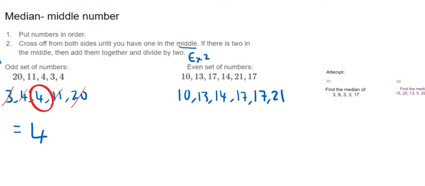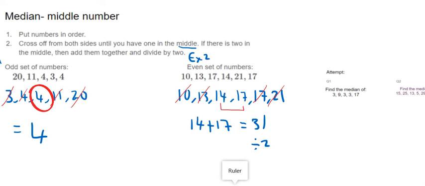If I start crossing them off as I did in example 1, 10 and then 21, and then 13 and 17, I've crossed 2 off from both sides, but you'll see that I've got two numbers in the middle. If I look back up at step 2, it says that if there are two in the middle, then you add them together and divide by 2. So that's what I'm going to do. I'm going to do 14 plus 17, and then divide whatever it is by 2. 14 plus 17 is 31, and 31 divided by 2 is 15.5. So 15.5 is my median for example 2.